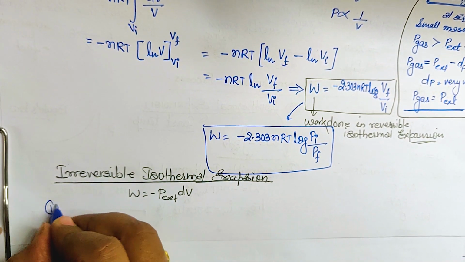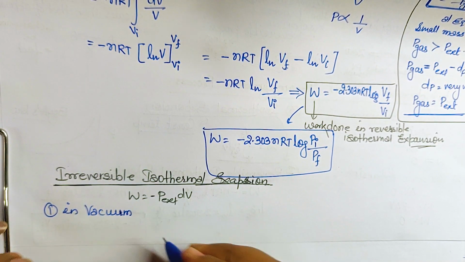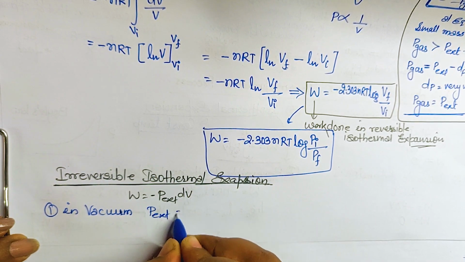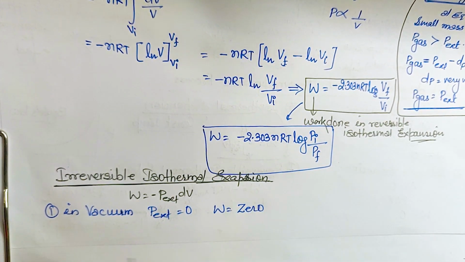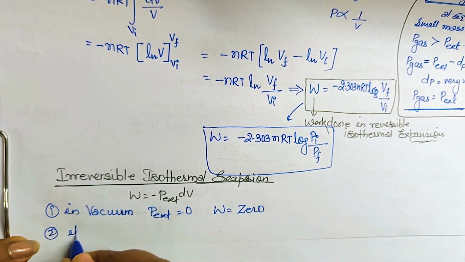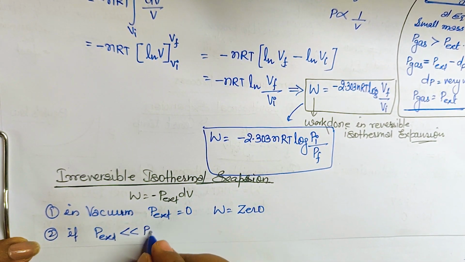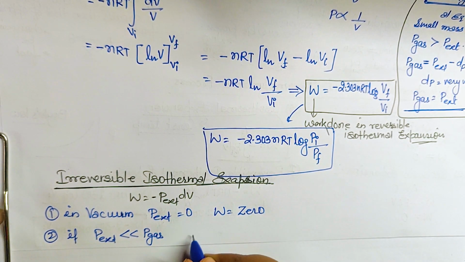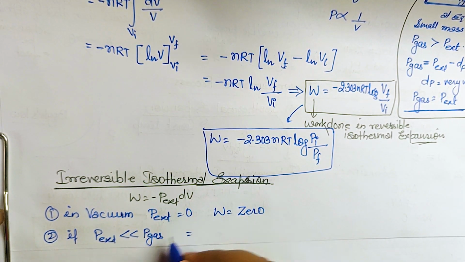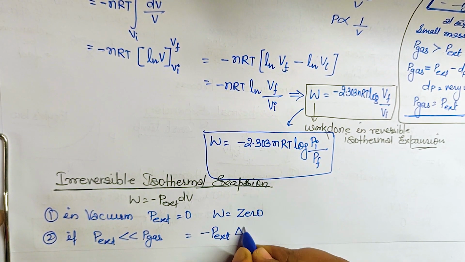First case is expansion in vacuum. In vacuum, P external is 0, so work done will be 0. Clear? Any doubt in this? Now, the second case: if P external is much less than P gas, meaning very very much lower, due to which the gas is expanding. Got it? Then there will be a simple formula. We will find the change in volume. So that is minus P external and delta V we will use.